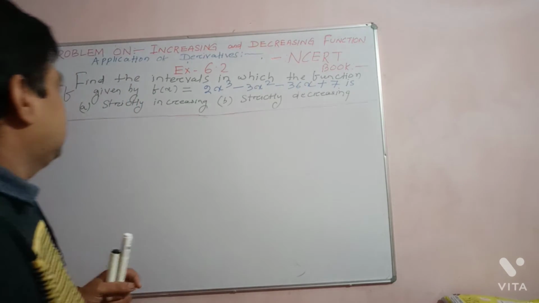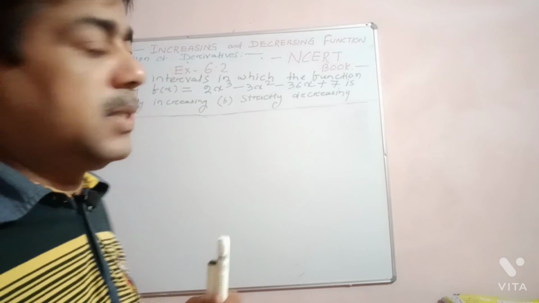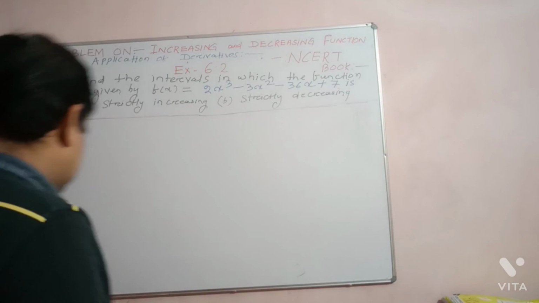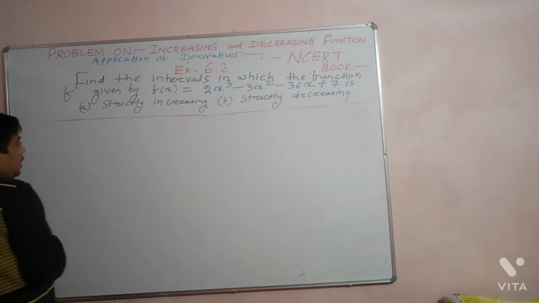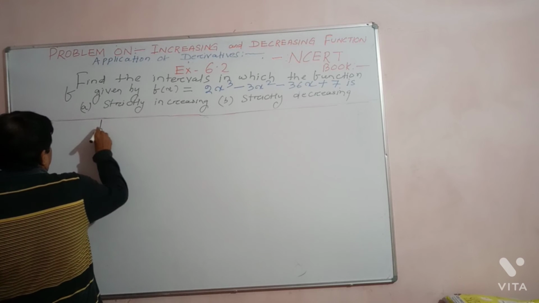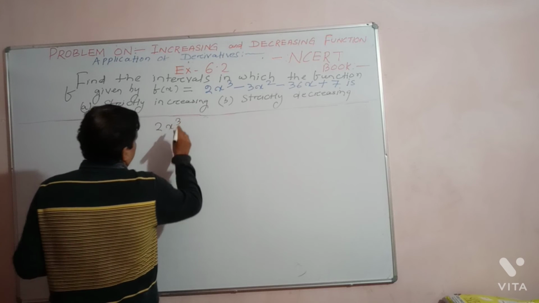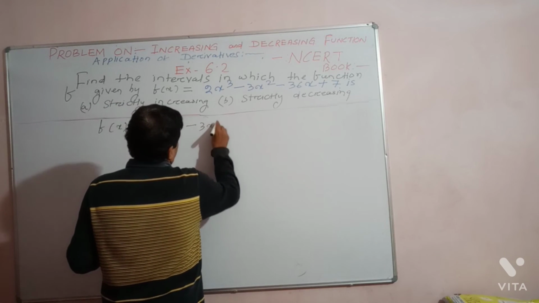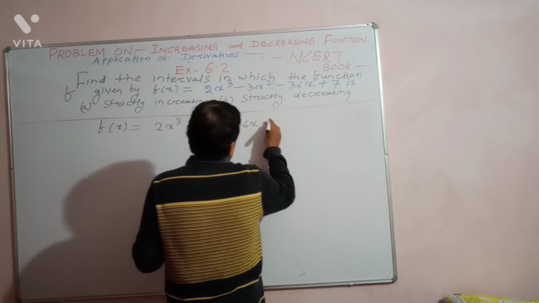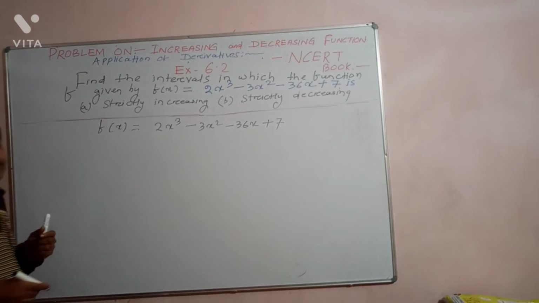We have to find the intervals in which the function is strictly increasing, and in which the function is strictly decreasing. Here is another simple problem based on the concept of increasing decreasing functions. What is the function given, students? f(x) is equal to 2x cube minus 3x square minus 36x plus 7. Is it clear?